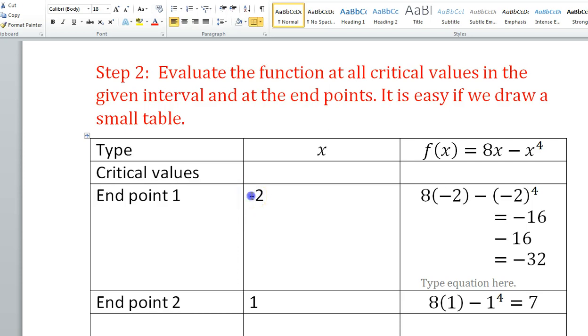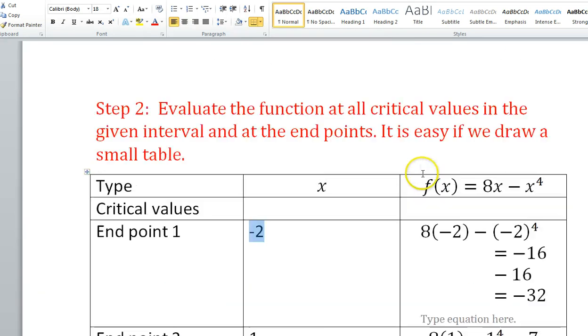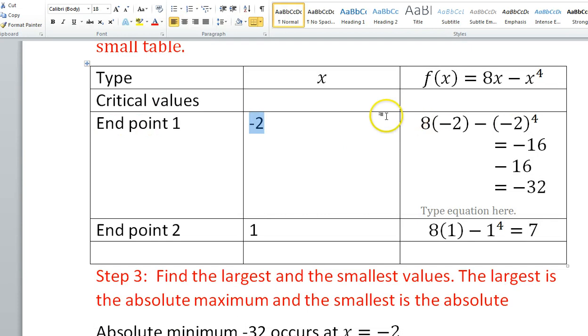So what are the endpoints? -2 and 1. So put -2 and 1, and then once again we evaluate the function. Remember to evaluate the original function at these values. At -2, you go up to here, you have 8 times -2 minus (-2) to the 4. So 8 times -2 is -16, and (-2) to the 4 is 16. So -16 minus 16 is -32.